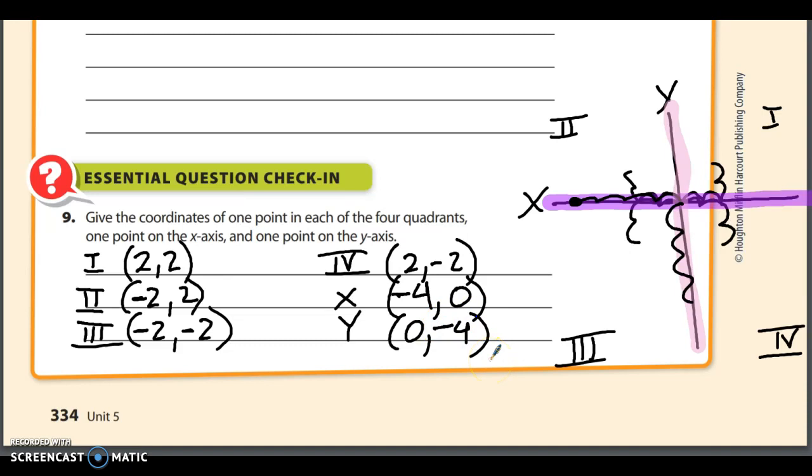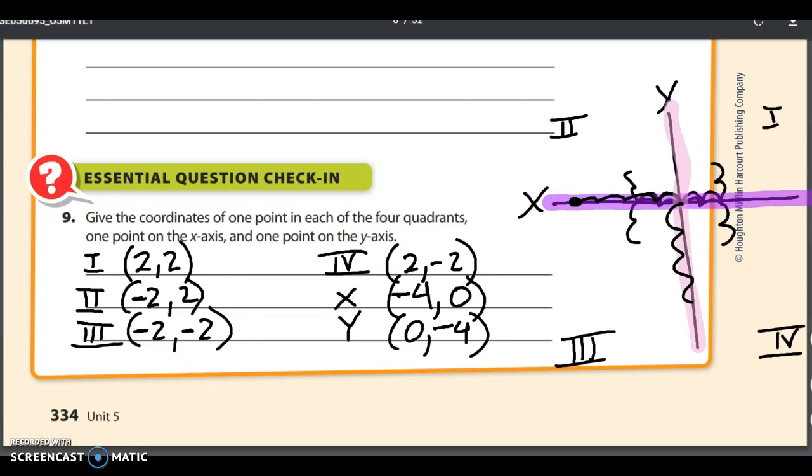Now these answers vary. Your answers don't have to be exactly like mine, but all the answers I have here are correct, but they're not the only correct answers. If you came up with different ones, they could be just fine. Okay, great job. You're done with page 334.